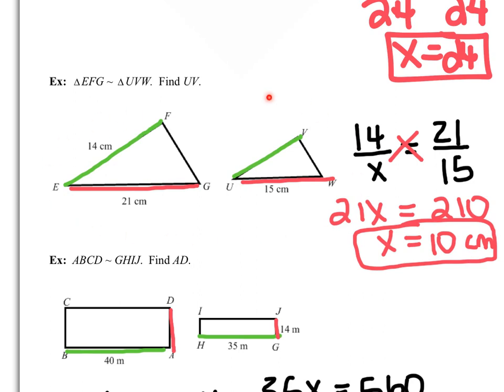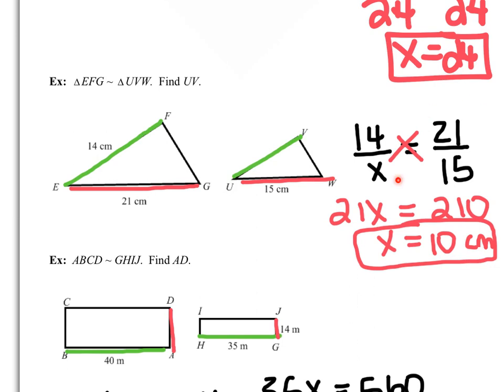So on this first example here, we're trying to find side UV that I labeled in green. So I also labeled the side that's 14 centimeters in green because they match up, and then 21 centimeters matches up or corresponds to the side that's 15 centimeters. So I set up my proportion 14 over x equals 21 over 15.